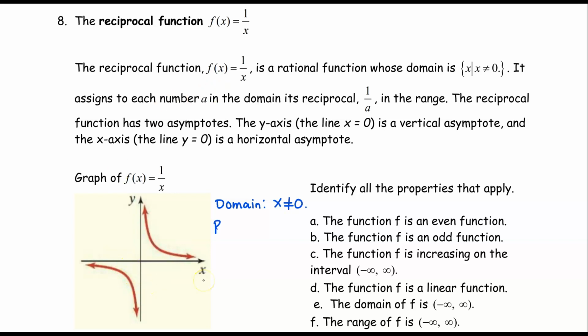Now its range, the range is the y values. The range of the function here, as you notice, will not cross your x-axis. So there's no value of x that will make your y equal to 0. So the range also is that y not equal to 0. This function here is not increasing all throughout the interval, negative infinity to positive infinity. It's also not a linear function.